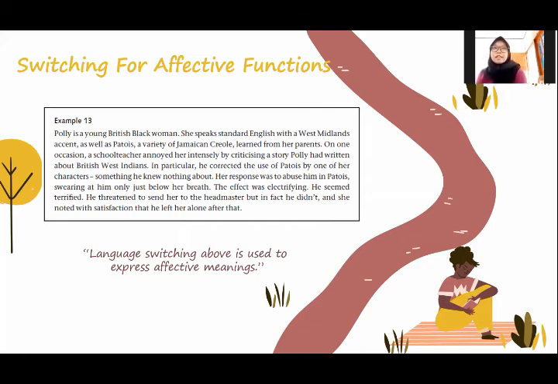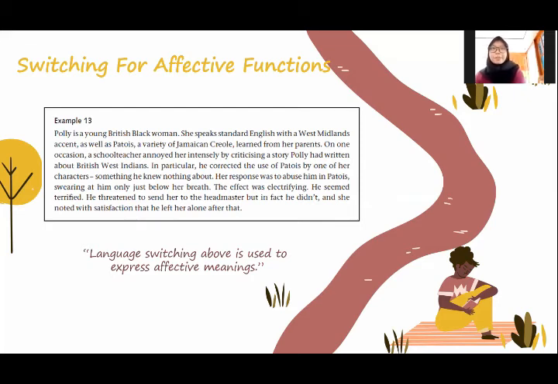So, the text above explained that Polly, who is a young British black woman, speaks standard English with a West Midland accent, as well as patois, a variety of Jamaican Creole, learned from her parents. Polly wrote her work in patois. Then the teacher corrected Polly's writing as if he knew nothing about it. Because of this, Polly didn't like it and swore at him in patois.